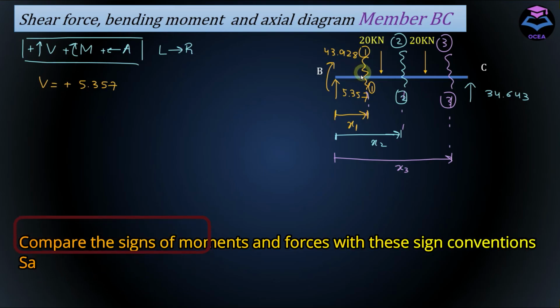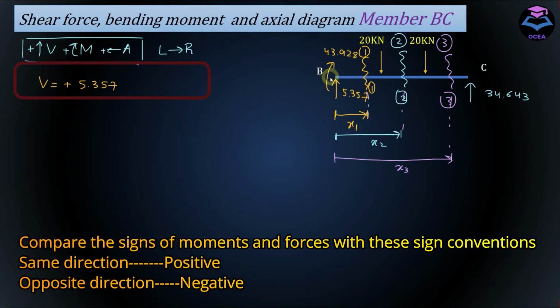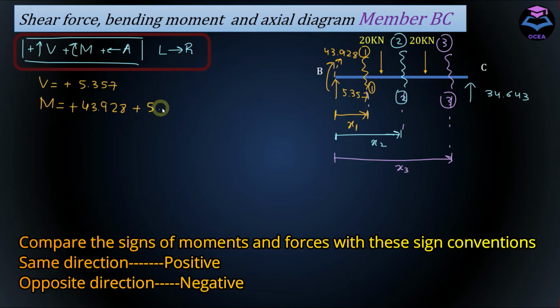To write a moment equation, stand on the section, see on the left hand side, and take the algebraic sum of all the moments produced about this section. So moment is equal to 43.928. This is going to be positive since it's acting in clockwise direction, and this force is also creating a clockwise moment about this section. So this is also going to be positive 5.357, and it has a perpendicular arm of x1. A, which is the axial equation, will be equal to 0 since we don't have any horizontal force acting along this member.